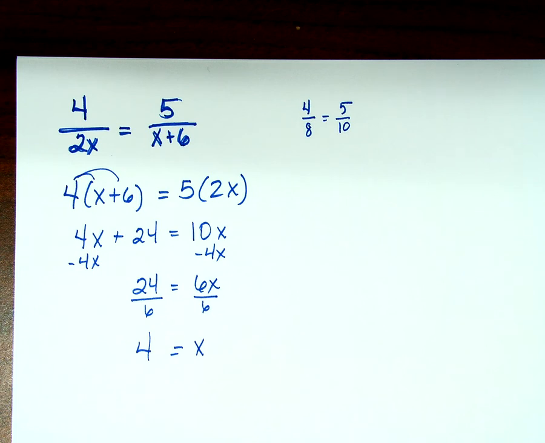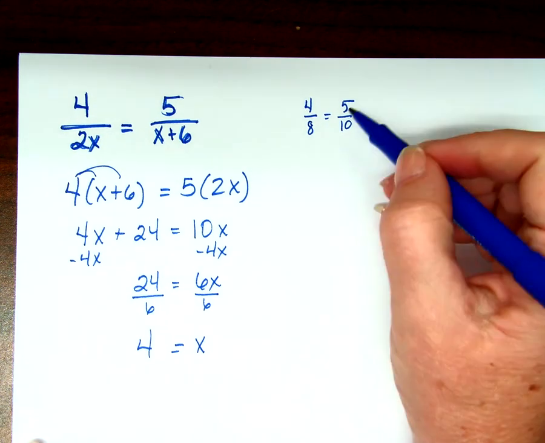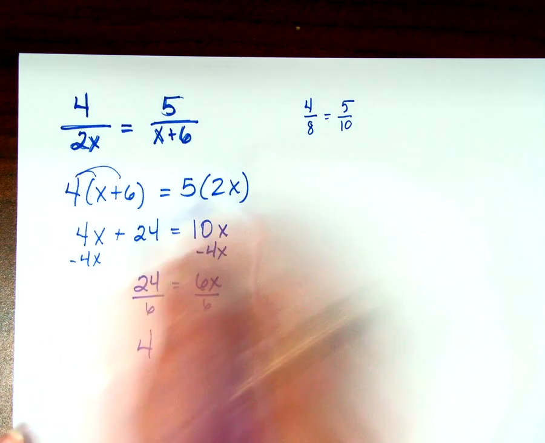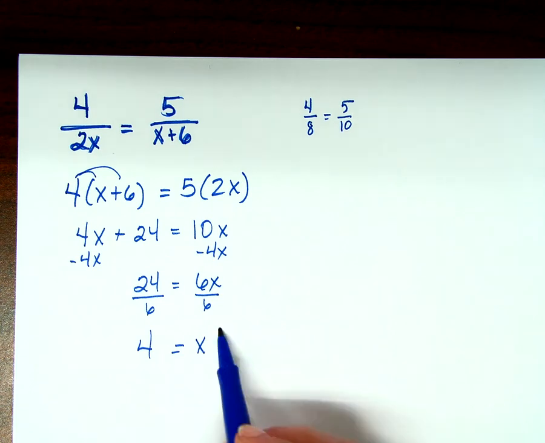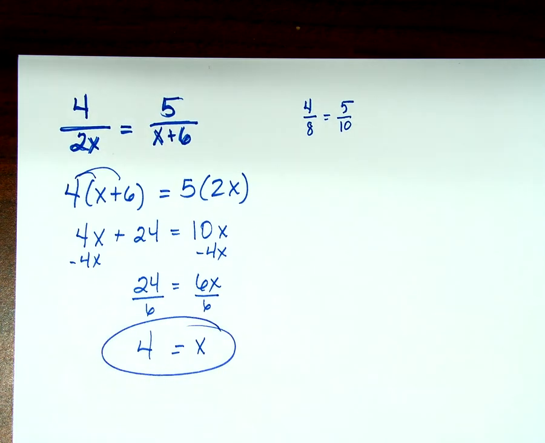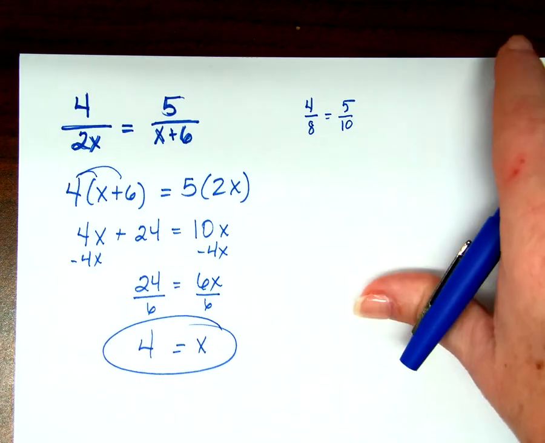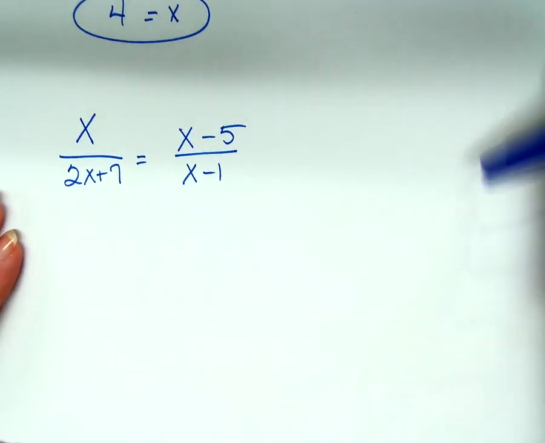Could we use cross multiplication as a check? 40 equals 40. Yeah? You good with that? So this is the right answer, and I'm positive of it, right? Okay. Any questions on that first example? Okay. What about this example?